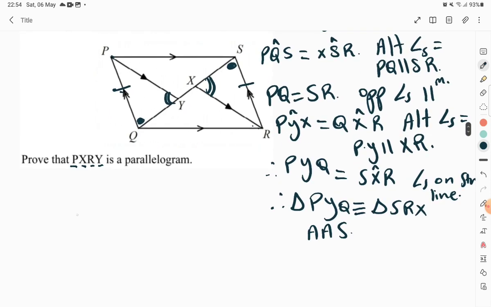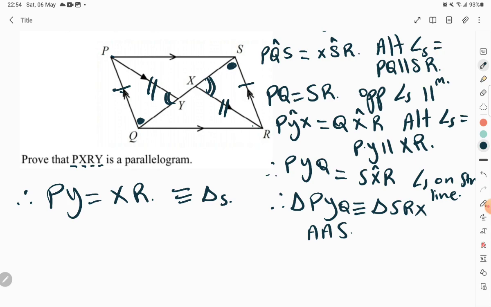So if that is the case, therefore PY is going to be equal to XR. Reason: it's from congruent triangles. So that means this side is going to be equal to this side in these congruent triangles. So we're done. Then therefore PXRY is actually a parallelogram. Reason: opposite sides. Remember, this and these are opposite sides.